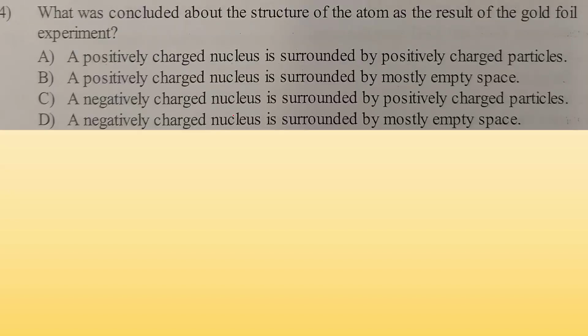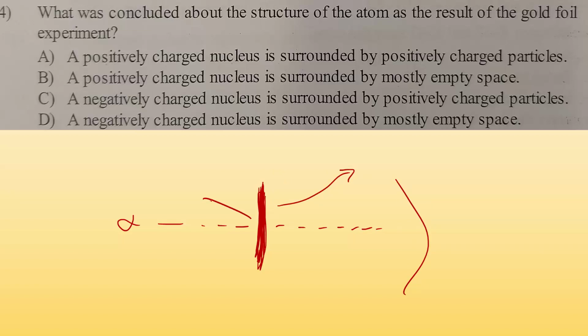4. What was concluded about the structure of the atom as a result of the gold foil experiment? So the gold foil experiment, we had a sheet of gold foil and we're shooting some particles at it. Pew, pew, pew, pew. Now, ideally, if you thought of atoms as hard spheres, all of those particles would just be stopped by the brick wall of atoms. But what happened was most of them actually went right through, which they were able to detect. And then some of them got deflected and some of them bounced like straight back.